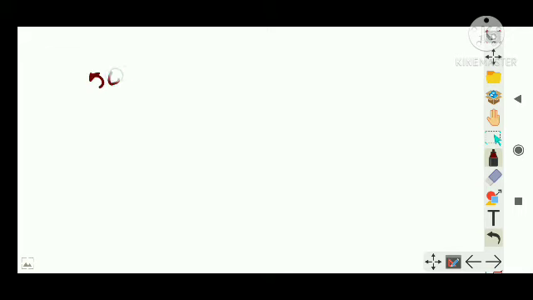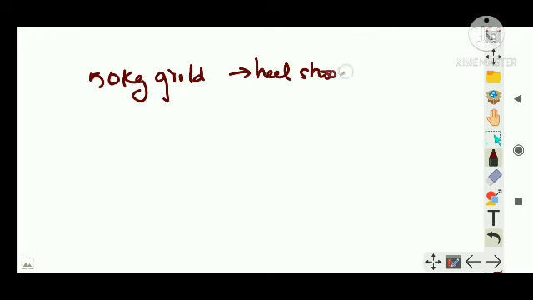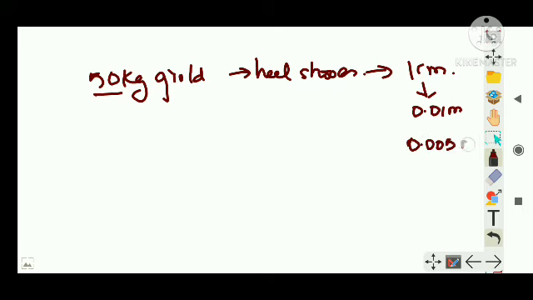Suppose there is a 50-kilogram girl, and she's wearing heel shoes, and she's balancing on a single heel. The heel has a circular section and its diameter is 1 centimeter. So what is the pressure exerted by the heel on the floor? That is the question, very easy, right? So 50 kilogram is the mass, diameter 1 centimeter means it is 0.01 meter, right? So the radius will be how much? It will be half of it, that is 0.005 meter, right?